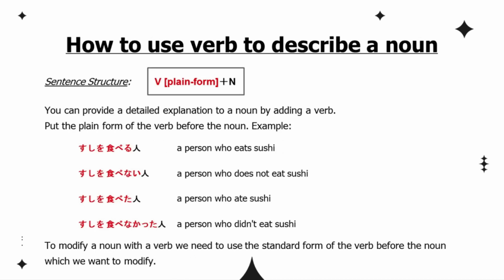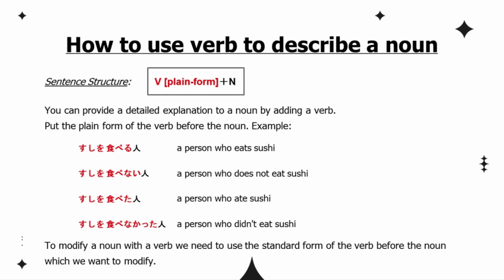3. Explaining nouns, verbs, and their connections. So guys, this is the last lesson from this Japanese course. So make sure you practice it daily by yourself. This is the cake my mom made. Verb plain form plus noun. You can provide a detailed explanation of a noun by adding a verb. Put the plain form of the verb before the noun.